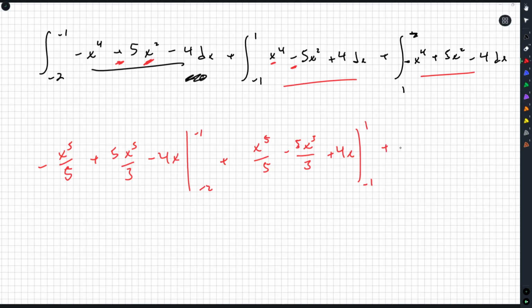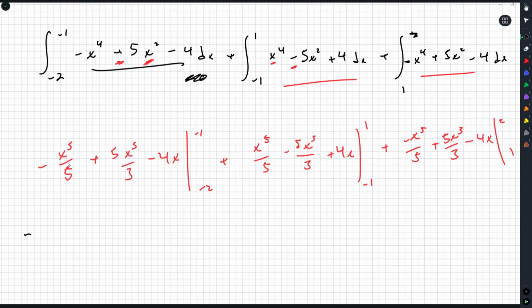And then again at the very end, so we'll get minus x to the 5 over 5 plus 5x to the 3 over 3 minus 4x, and that'll go 2 and 1. So now we just have to evaluate each of these. It's a bit of a slog, I won't lie about that, but it's doable. We can absolutely do it.